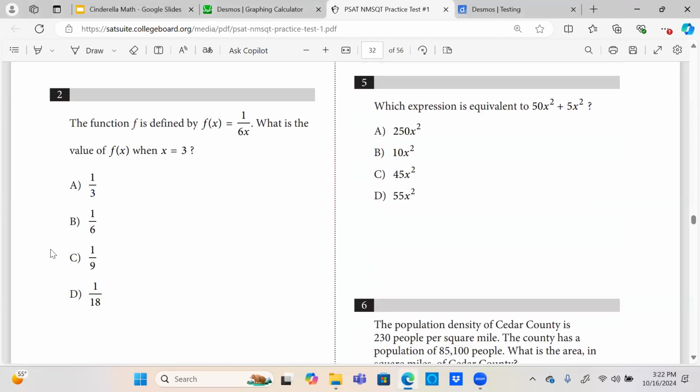The function f is defined by f of x equals 1 over 6x. What is the value of that function when x is 3? So that's a lot of words for not a hard problem. We just need to take this x and replace it with 3. Just direct substitution here. 1 over 6 times 3 is 1 over 18.